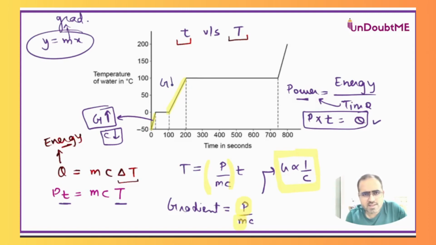Over here, the gradient is less, so specific heat capacity will be more, and that is how we can compare using the formulas. So now you can just check it out. If there is any doubt in understanding the formula, we can discuss again.